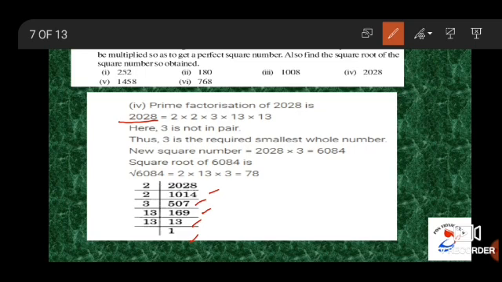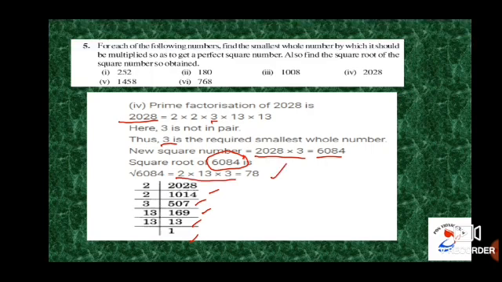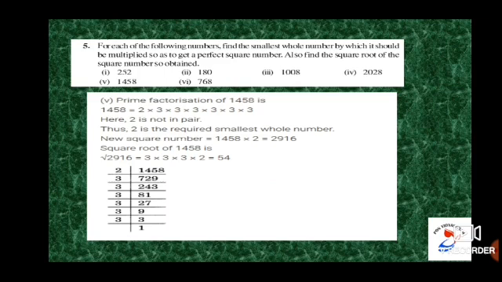Here, the number 3 is not in pair. So take that 3 and multiply it with the question. So 2028 into 3 is 6084. We'll find the square root of 6084, that is equal to 2 into 13 into 3, that is equal to 78. Move on to the next problem. Subdivision 5, the question is 1458.